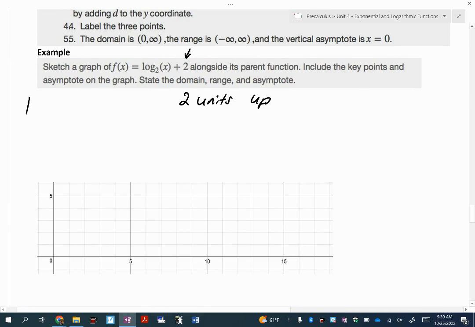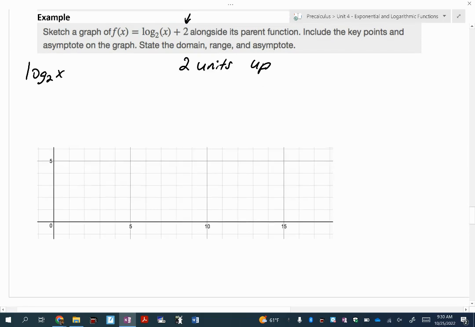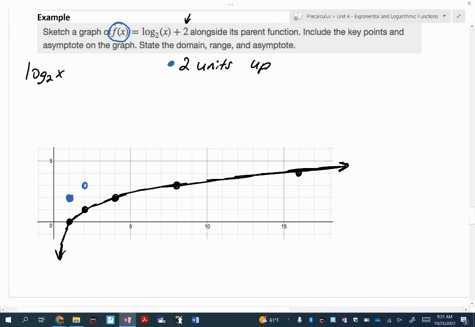So I'm going to graph that parent function, log base 2 of x, which is log base 2 of 1 is 0, log base 2 of 2 is 1, log base 2 of 4 is 2, log base 2 of 8 is 3. Oh, I can do another one. Log base 2 of 16 is 4. So we're going to have all of those points to help me sketch this one. Notice again, I've got my asymptote at the y-axis. Now we're going to move all these points. Let's use blue. I'm going to graph this one, which is 2 units up. So count all these points 2 units up.